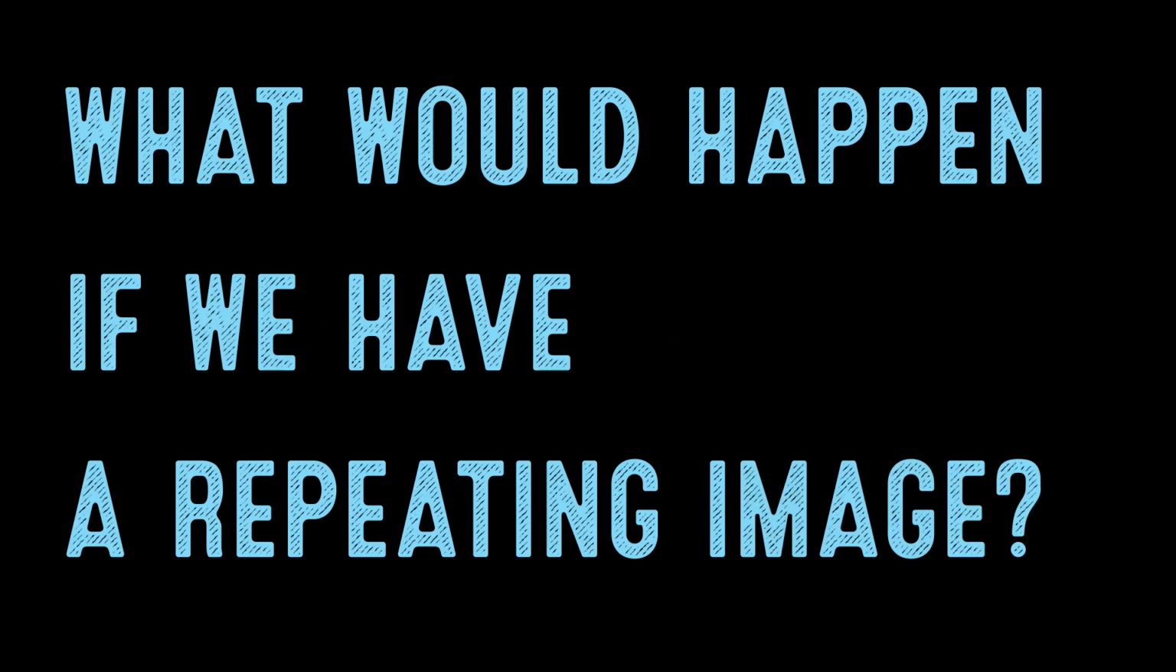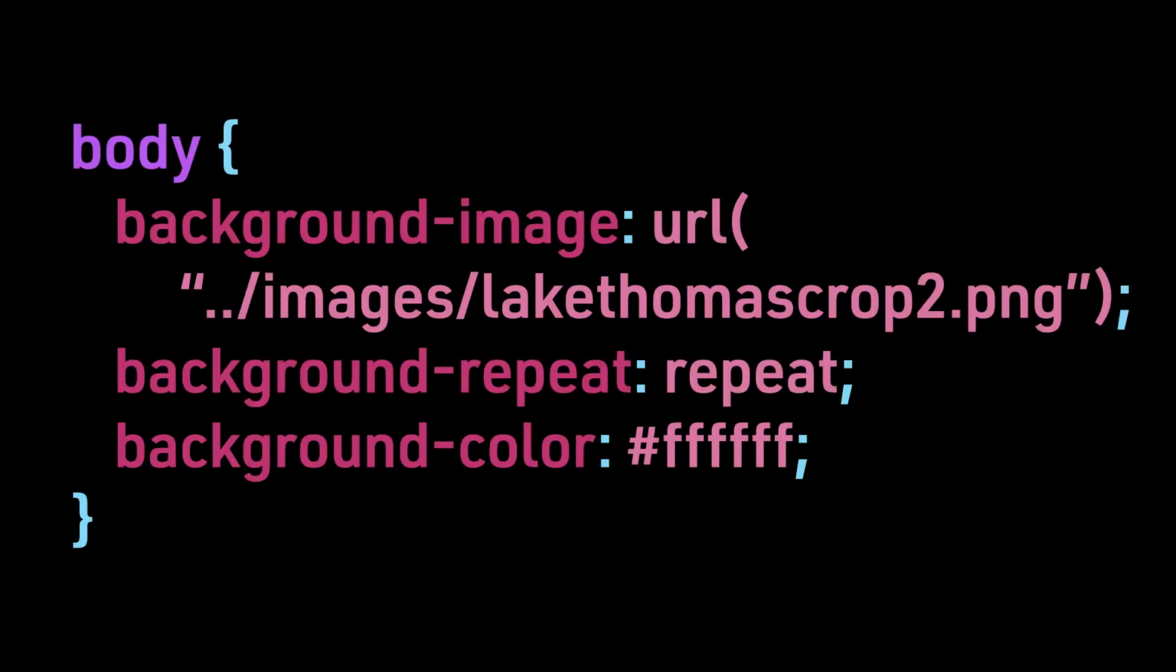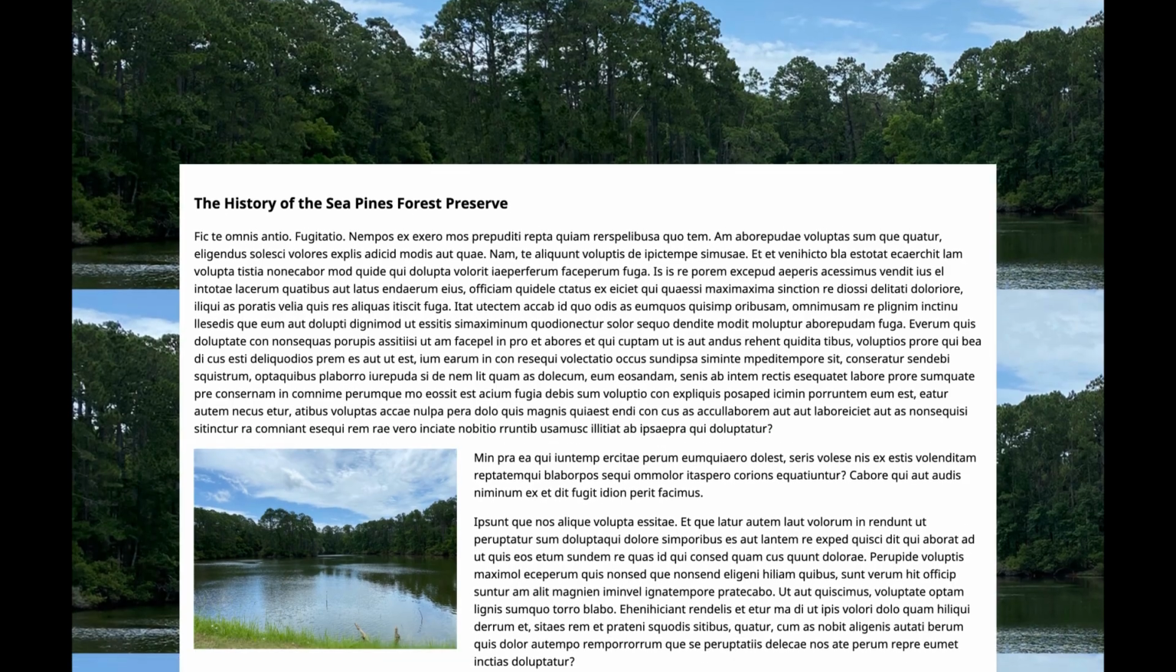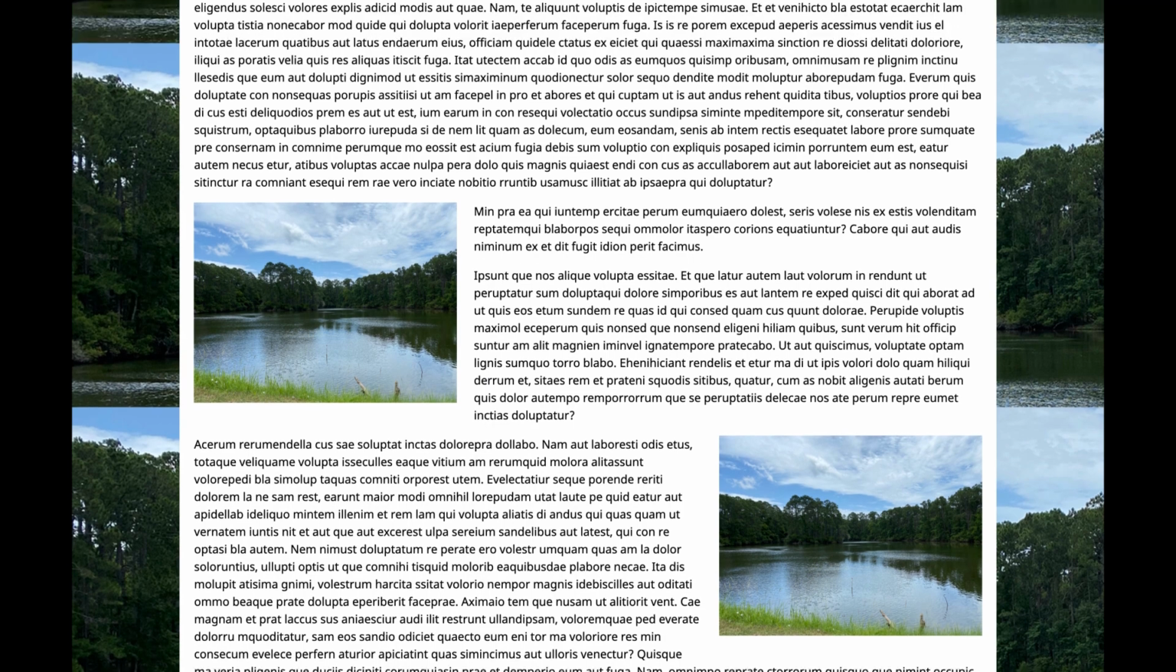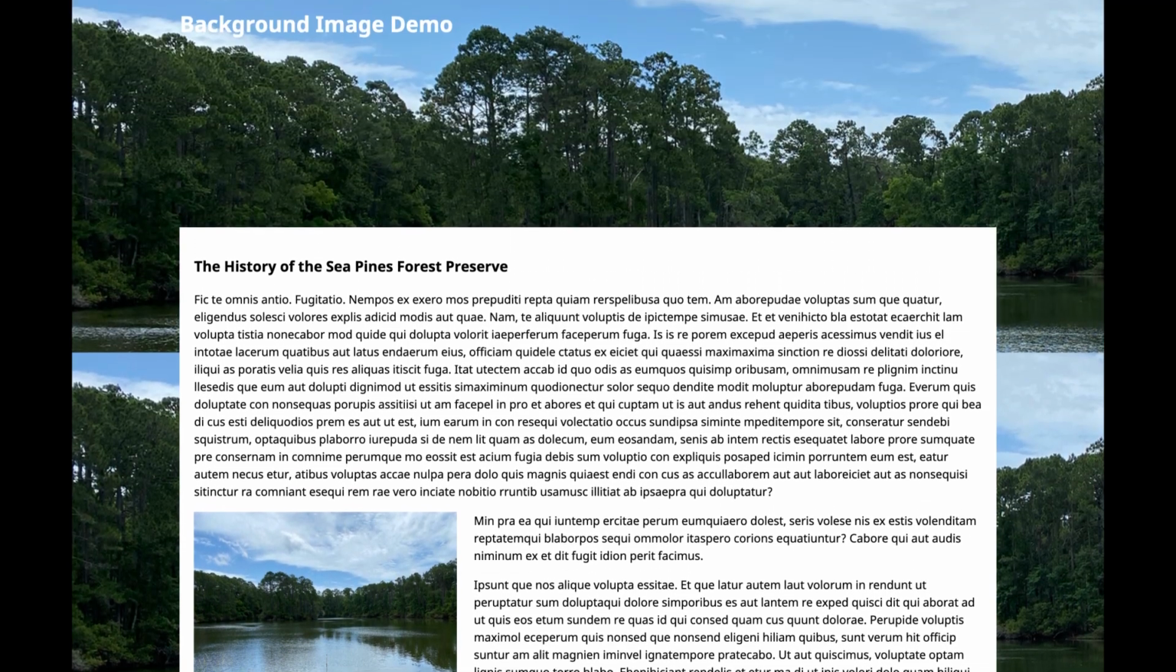What would happen if we have a repeating image? The key change we would make is in our CSS. We will change the background repeat to repeat. This is the result. The image will repeat horizontally and vertically. Since our image spans the full width, it repeats vertically.